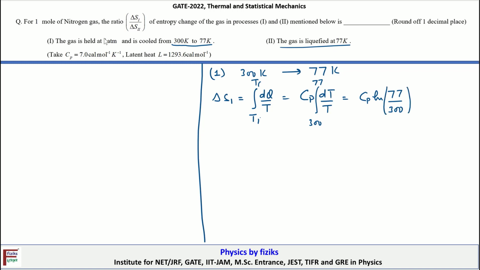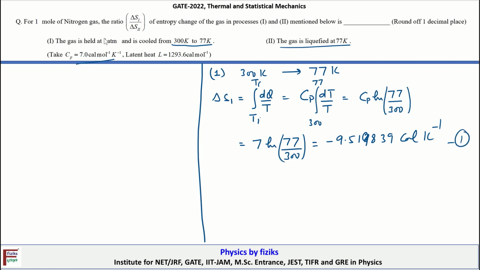If you substitute the value of Cp, which is given to be 7 calorie per mole per Kelvin, delta S1 comes out to be 7 ln (77 upon 300), and this is equal to minus 9.519839 calorie per Kelvin.